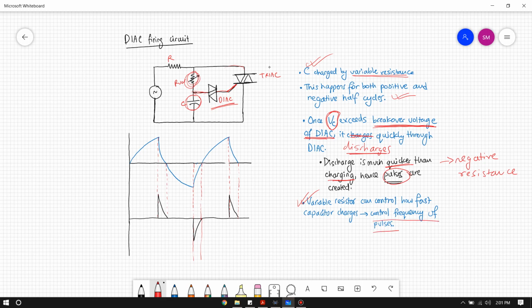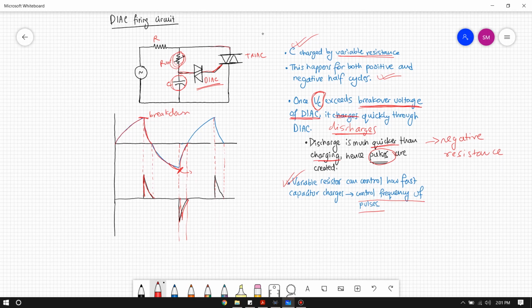Just one thing to keep in mind is that because the diac is bidirectional, the capacitor charges in the positive direction and reaches the avalanche breakdown point of the diac, then it discharges very quickly through the diac. Then during the negative half cycle, it again charges in the negative direction, reaches the negative breakdown voltage, and discharges quickly through the diac. So we create pulses in both the positive and the negative direction, and this can be applied to a triac because the triac can take pulses from both positive and negative currents.